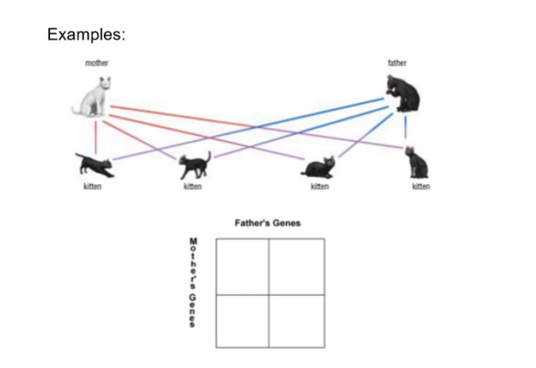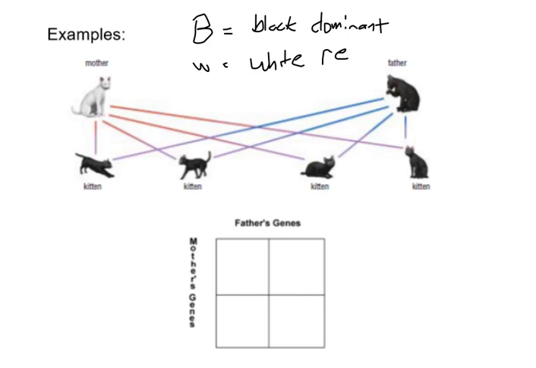The way the cat works is that B is going to be black, and it's going to be dominant. And little w is going to be white, and white is recessive. So cats can either be black or white in this scenario. Okay. And what we've done is we've decided to breed a white mom cat with a black dad cat. And as we look at it, it appears that every single one of their cats came out black.